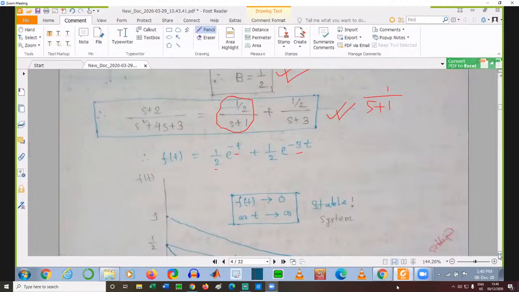Now we want to plot this. This is in the time domain now. So we want to plot this function on our x-y axis.